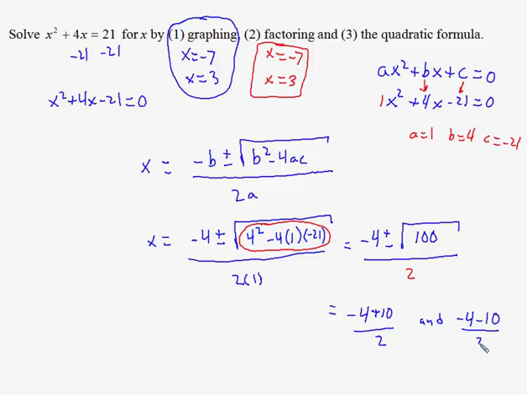So if you let me simplify down, negative 4 plus 10 is 6. So I get 6 over 2. And I also get that, if you remember right, these are x values. So I get x equals 6 over 2, which of course is 3. And I get negative 4 subtract 10 is negative 14 divided by 2, which is negative 7. And no big surprise, right? We got the numbers negative 7 and 3, 3 different ways now.